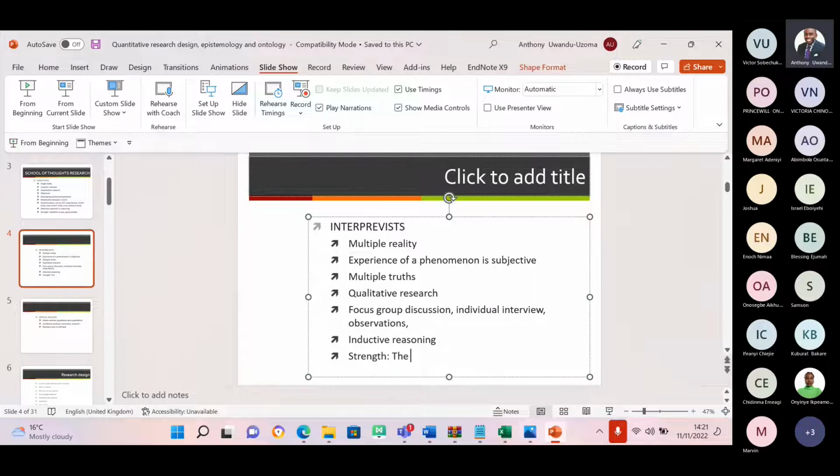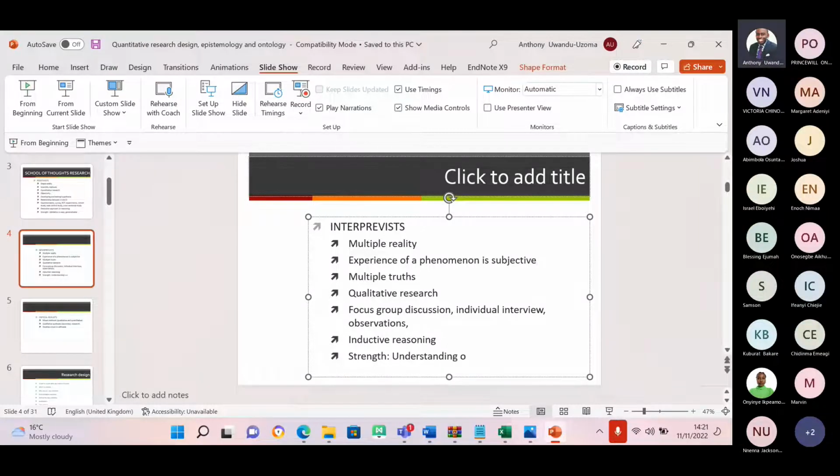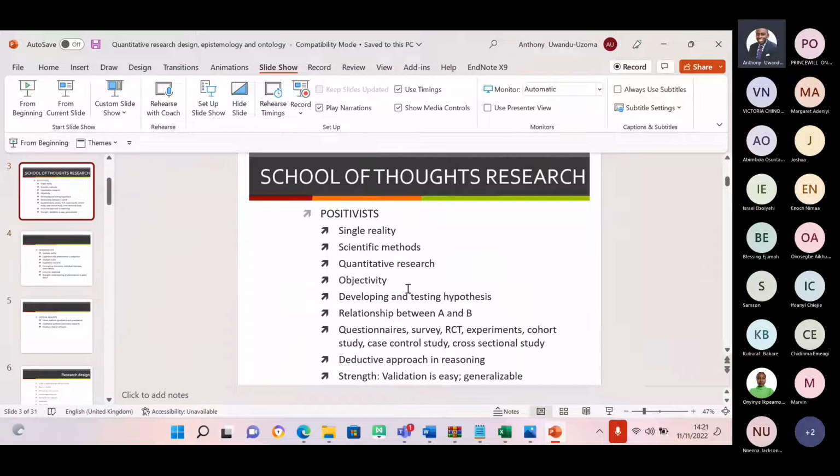understanding of a phenomenon is easier. Okay, that means understanding. So it asks the question why. If you're trying to understand why people act in a particular way, you see that that research question cannot be answered by quantitative data. You cannot use quantitative data to answer why something.